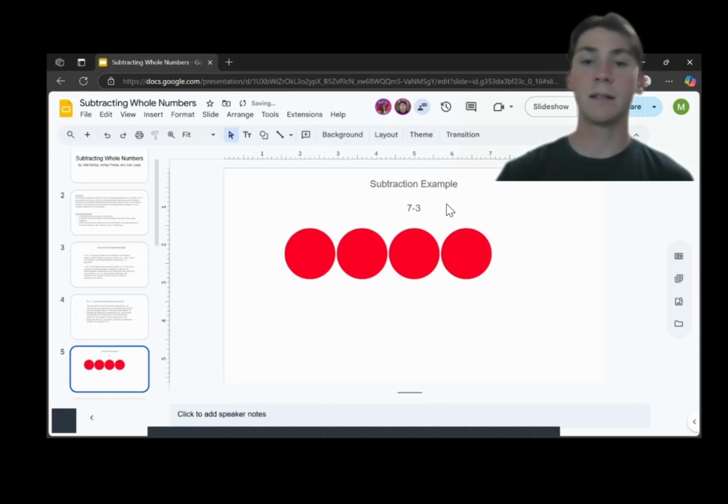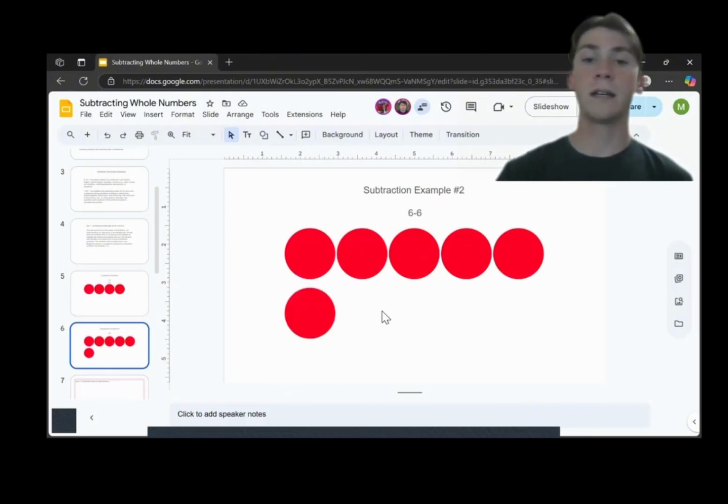And that leaves us with a final answer of 4. 7 minus 3 equals 4. As we can see, we have 1, 2, 3, 4 counters remaining.